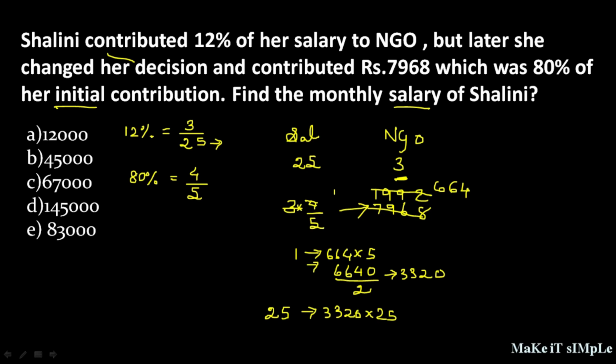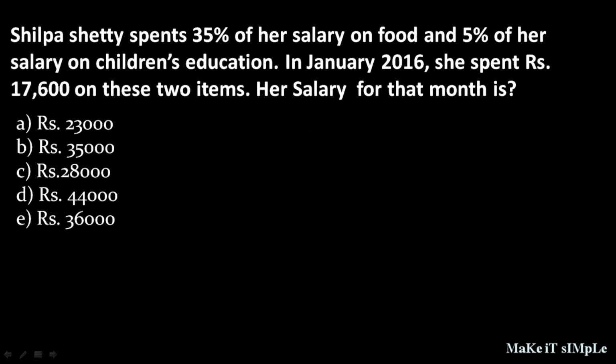Just go and see our basic video. Now what do you have to do for multiplying with 25? You have to add 2 zeros and divide by 4. So what will you get? 83,000. So the answer is 83.